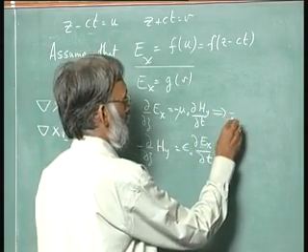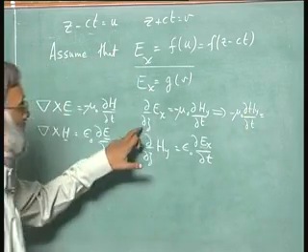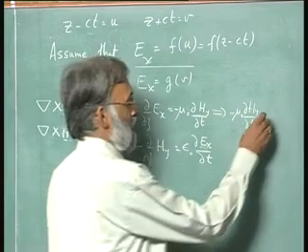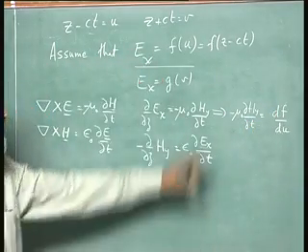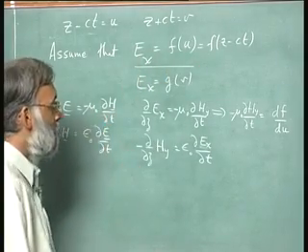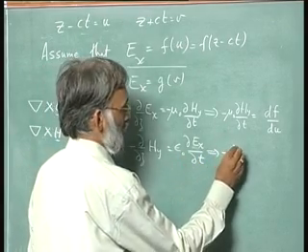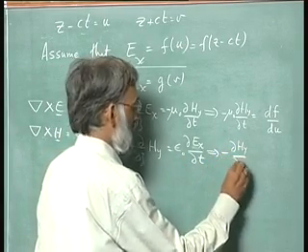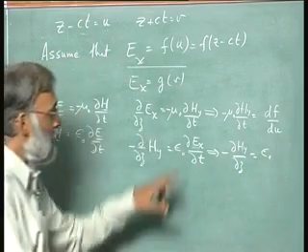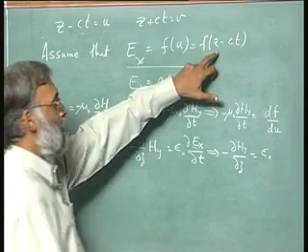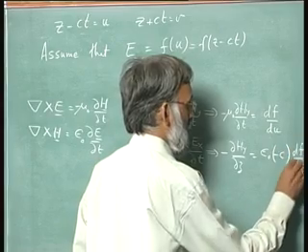I get that minus mu naught del H y del t is equal to del del z of E x, which is df du, because du dz is 1. What do I get here? I get minus del H y del z is equal to epsilon naught times del E x del t. So, when I take del u del t, I get a minus c times df du.